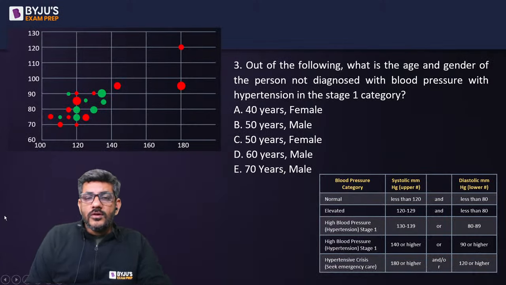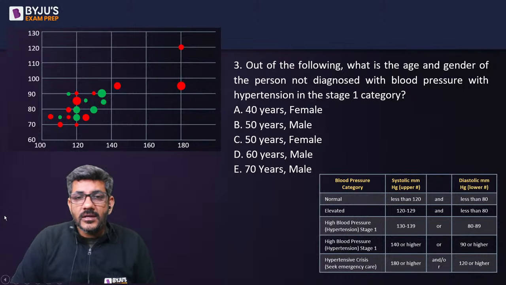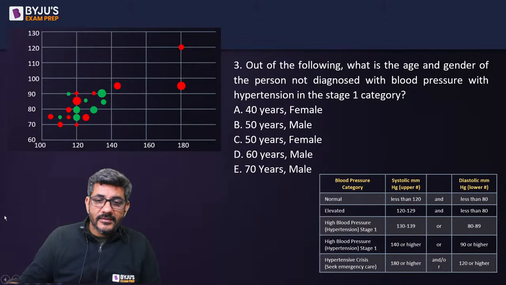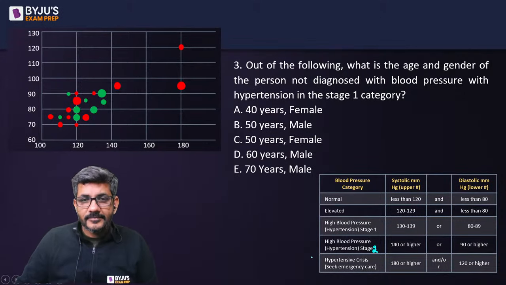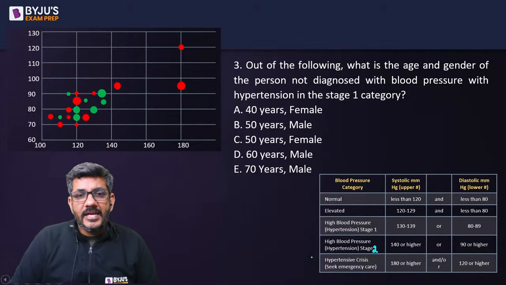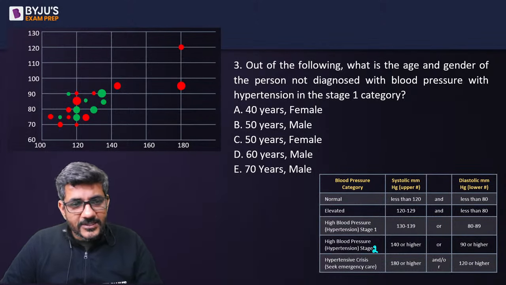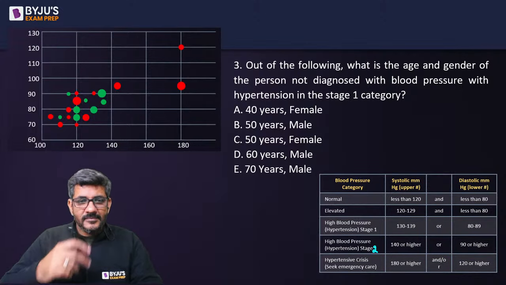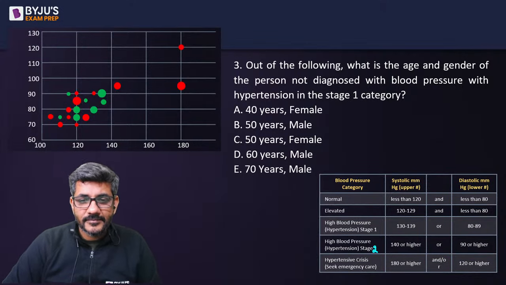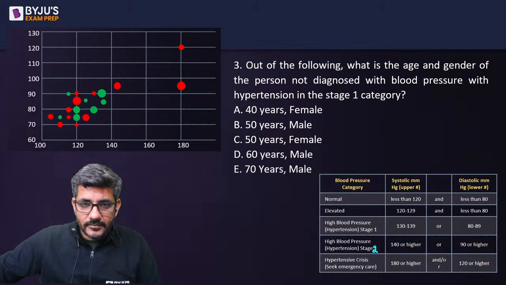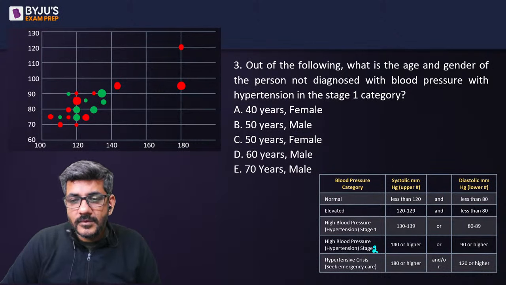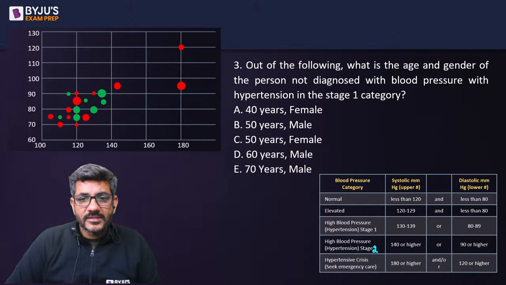It is here. Out of the following, what is the age and gender of the person not diagnosed with blood pressure with hypertension in the stage 1 category? Let me tell you again, this is stage 2. Out of the following, what is the age and gender of the person not diagnosed with blood pressure with hypertension in the stage 1 category? Can you all answer this question now? The person not diagnosed with this category.